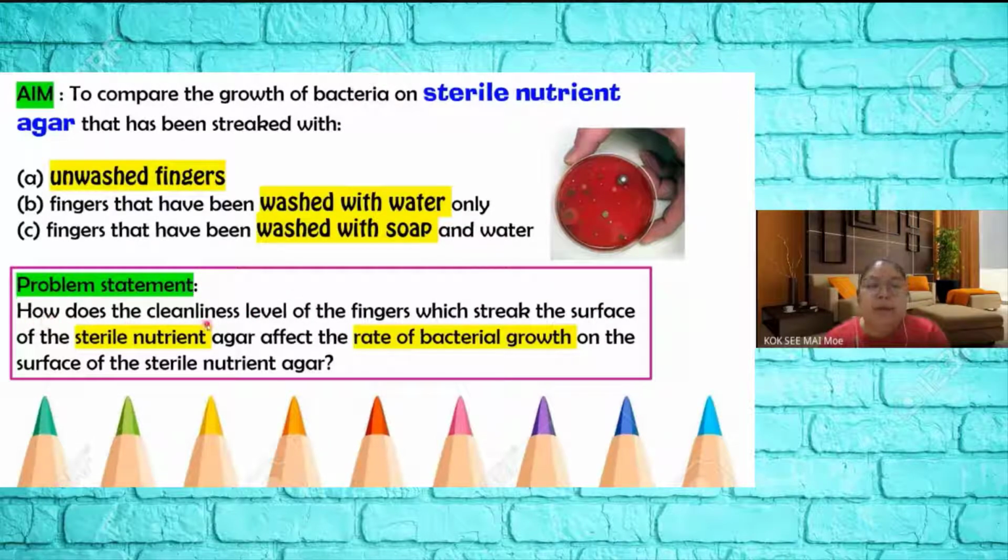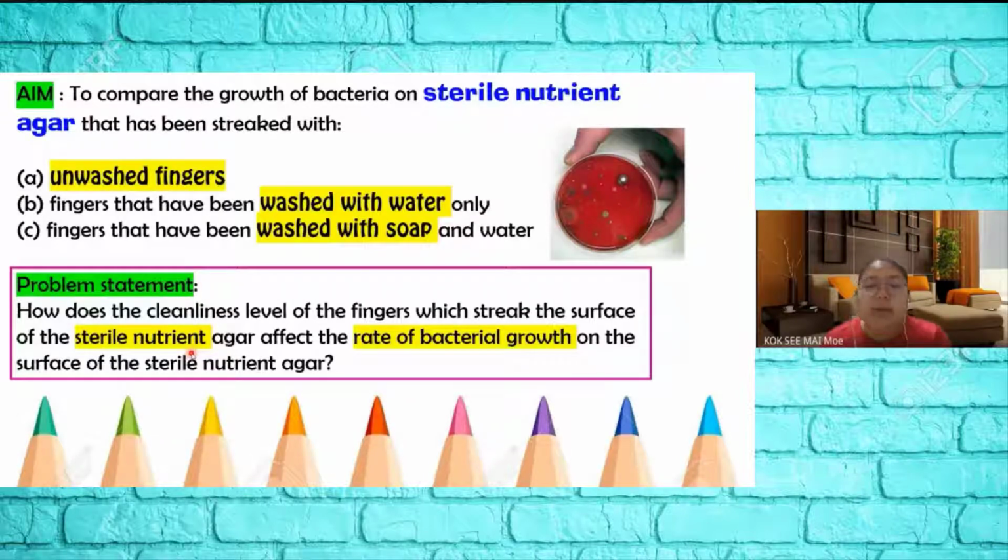How does the cleanliness level of the finger restricted to the surface of the sterile nutrient agar affect the rate of bacterial growth? I highlighted it already. What are the important points in this problem statement? They ask about the surface of the sterile nutrient agar, and then the rate of the bacterial growth. So the surface of the sterile nutrient agar represents the growth of the bacteria.